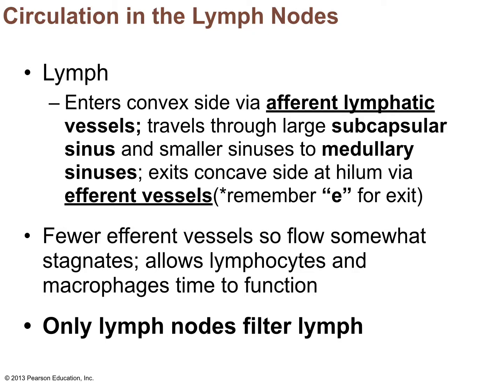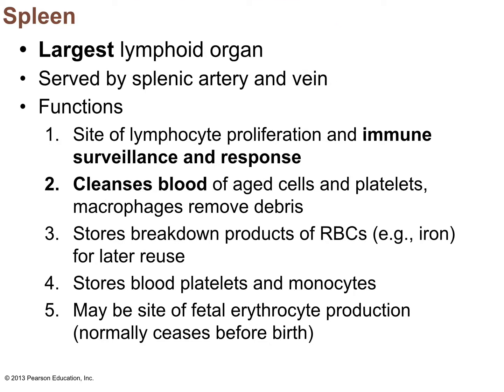And then we leave the lymph node, and we move into another lymph node, and then the macrophages in there eat some of the gunk that's in there. And so it's a cleansing process. So this is how we're filtering the lymph. So let's talk about some lymphoid organs.